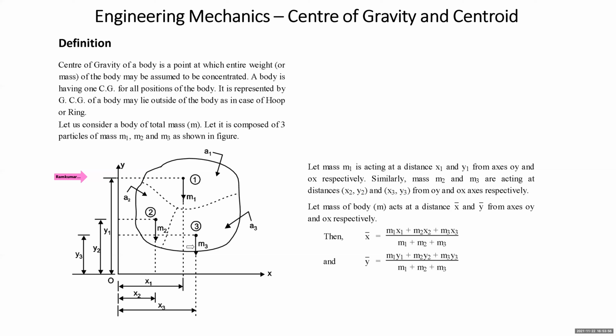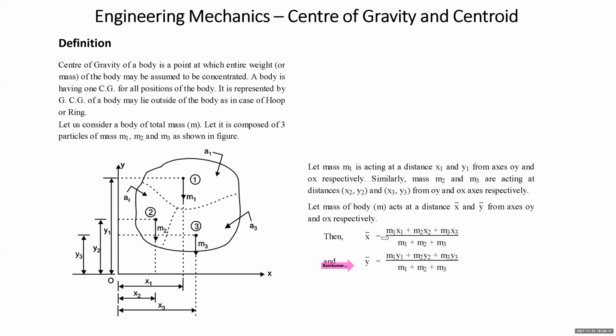Now, if you go by our previous understanding, to find the x coordinate of CG of this body, we will use the formula m1 x1 plus m2 x2 plus m3 x3 divided by m1 plus m2 plus m3. Similarly, y coordinate of CG of this body will be m1 y1 plus m2 y2 plus m3 y3 divided by m1 plus m2 plus m3.